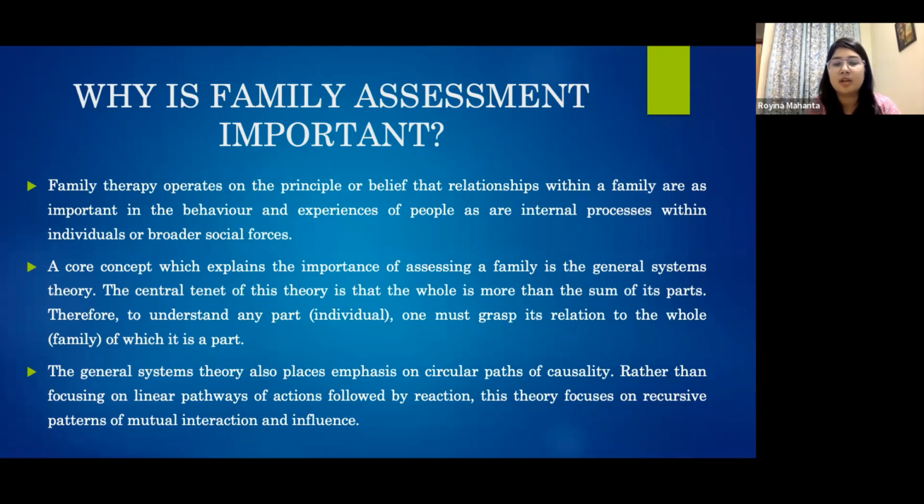The general systems theory also places emphasis on circular paths of causality. Rather than focusing on linear pathways of actions followed by reaction, this theory focuses on recursive patterns of mutual interaction and influence. So, circular causality says that there is a constant back and forth exchange of action and reaction, and then again, action. One example that would help in understanding this is that of the alcoholic husband and nagging wife, which is a common example mentioned in some family therapy textbooks.